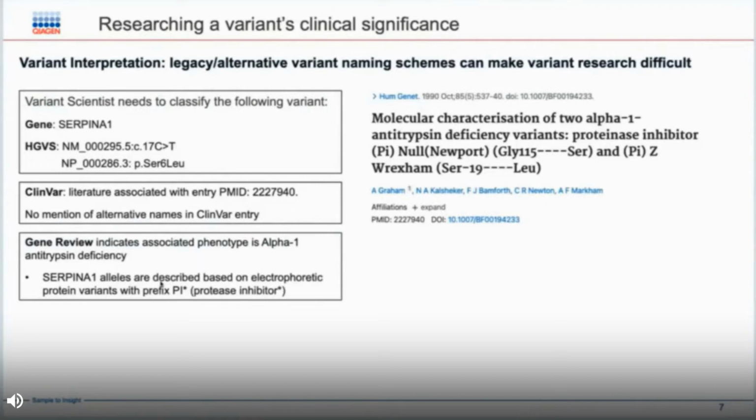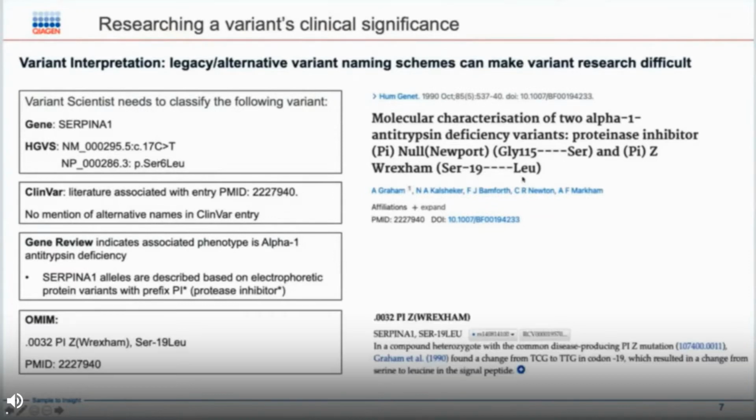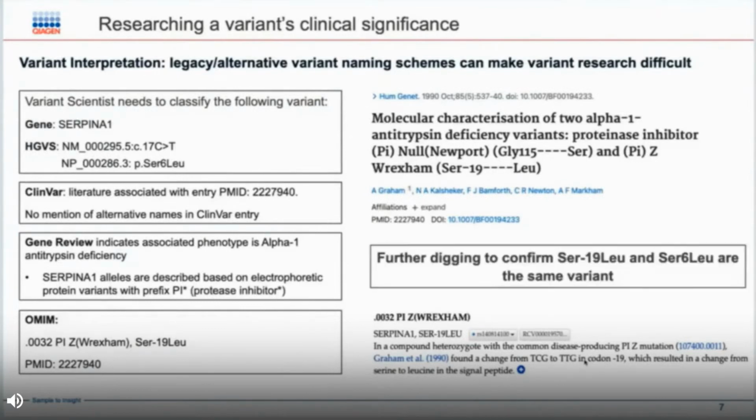But still at this point, you're not quite sure that you can confirm that serine 6 leucine is in fact the same variant as a serine -19 leucine. You take a look at the OMIM entry, and you kind of get the same information. The same literature is associated, the same names are given. However, you still don't have any confirmation that this is the variant you're looking at. You suspect it is, but to be certain, at this point, you would have to do additional digging to confirm that the information you're finding is relevant to the variant you're researching.